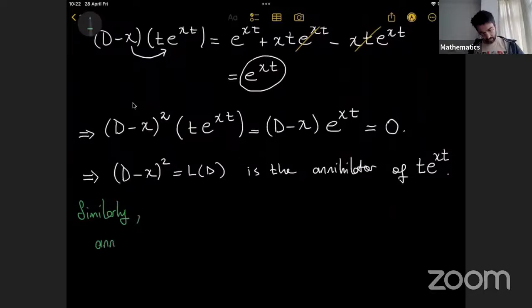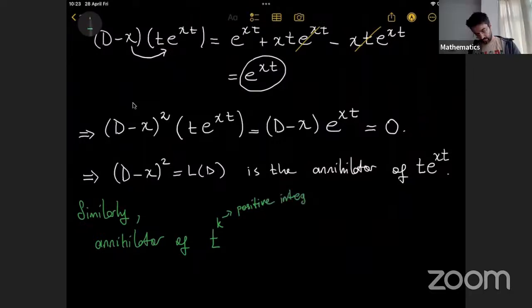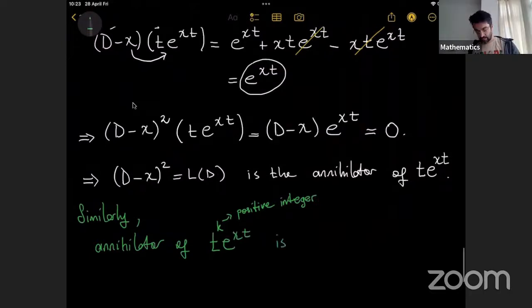You can write the following similarly. The annihilator of t to the k, where k is a positive integer, t to the k times e to the lambda t is d minus lambda to the k plus 1. Okay. Clear? Any question?